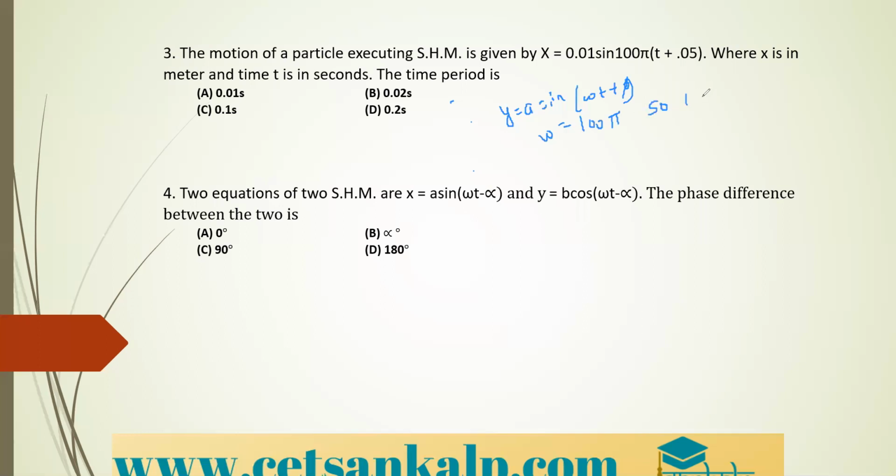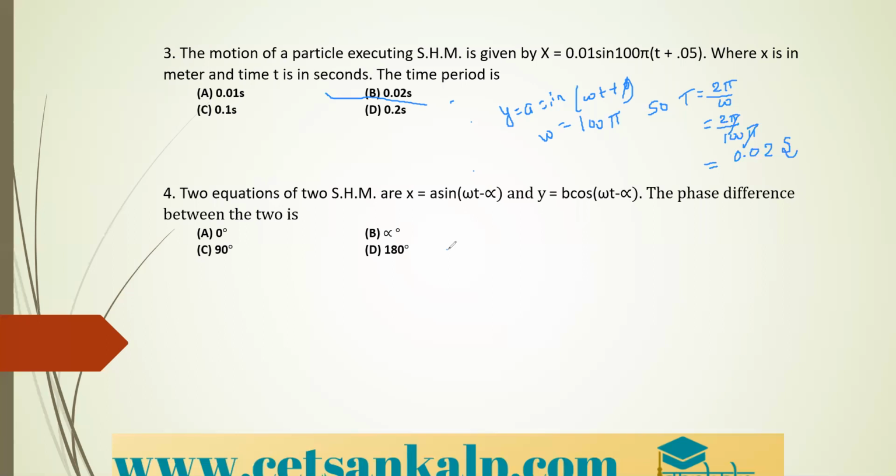Therefore, T is equal to 2 pi by omega. That is our relation between time period and frequency. Therefore, it is 2 pi divided by the omega value. What is the omega value? It is 100 into pi. So pi will get cancelled. Therefore, 2 divided by 100 is nothing but 0.02 seconds. So the time period for the given equation is 0.02 seconds. That is option B. Option B is the correct one.